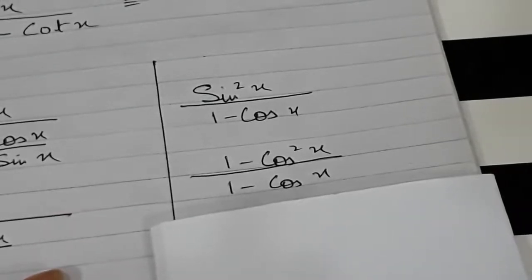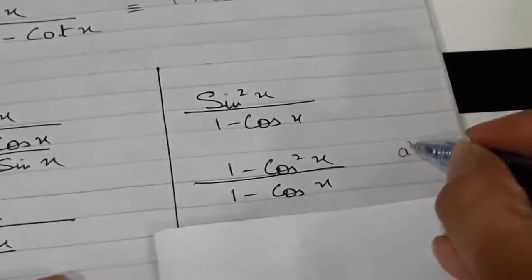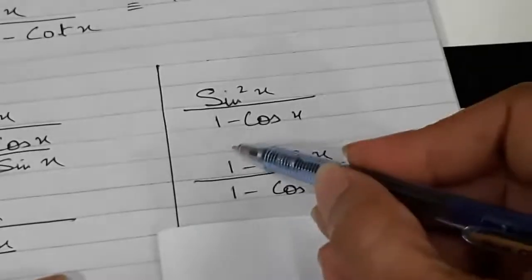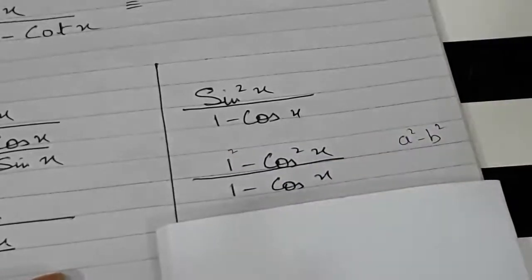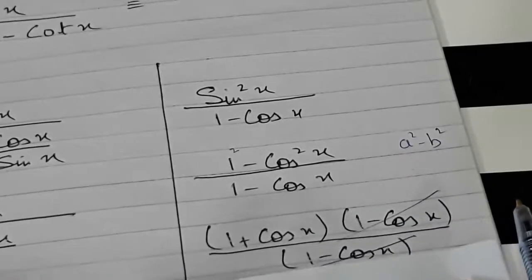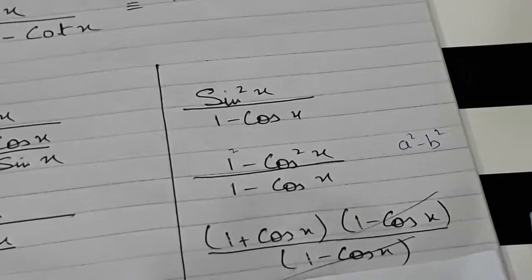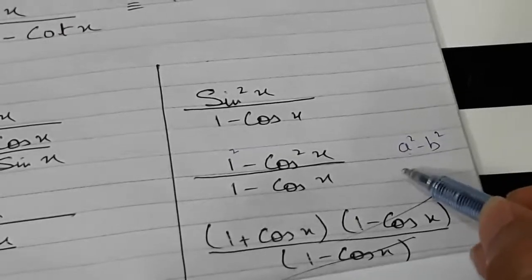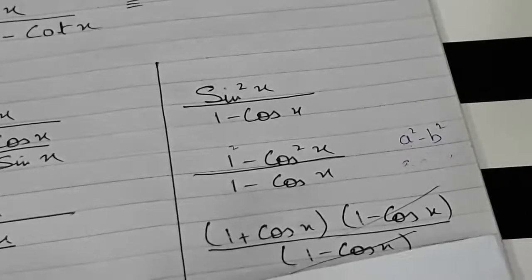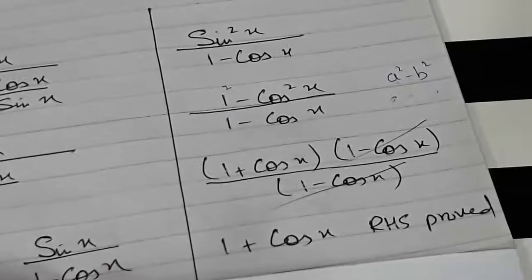Now what does it remind you of? Do you remember a square minus b square? Earlier in class 8 you have done it. So 1 can be written as 1 square. What it reminds me of is that I can use here 1 plus cos x, 1 minus cos x, because a square minus b square equals a plus b times a minus b, right? So now 1 minus cos x will cancel out, and I will be left with 1 plus cos x, which equals the right hand side. So this identity is proven.